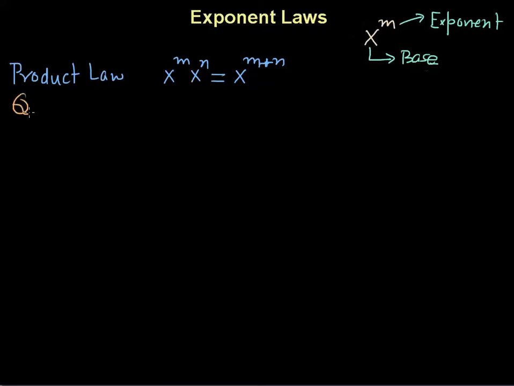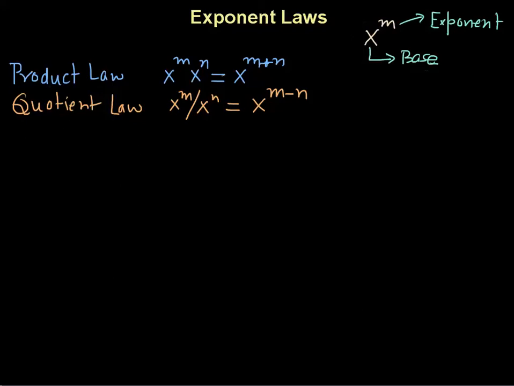Thereafter we have quotient law. So quotient law, we have x to the power m divided by x to the power n. What we get? We get x to the power m minus n. So we have the same base here, but different powers, so powers are subtracted in division.